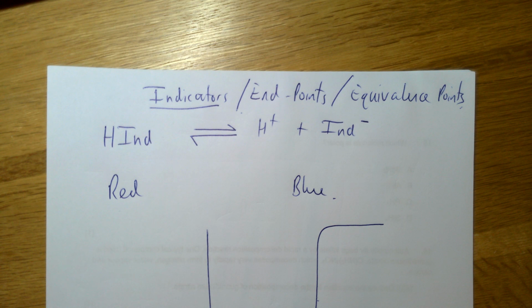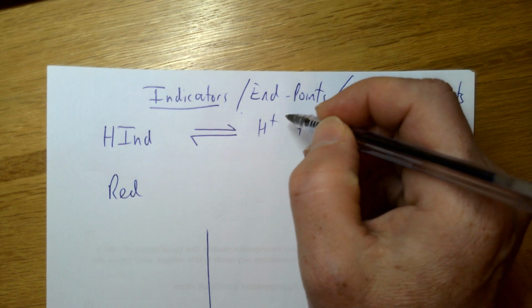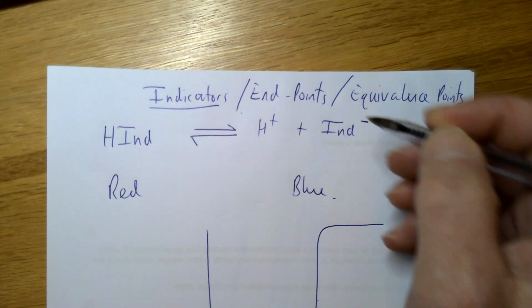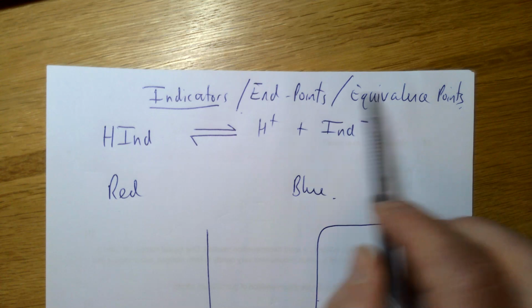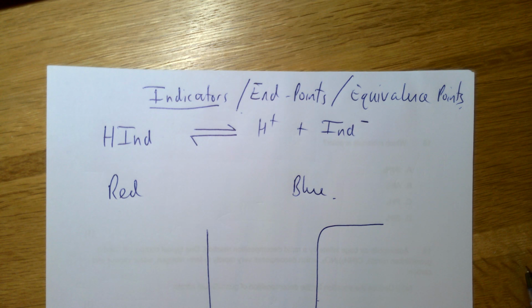So I'm going to do hopefully quite a short video on indicators, highlighting what you need to know about indicators, what we need to know about endpoints and what we need to know about equivalence points, and knowing that those things are not the same. There's limited detail I can go into in a short video, so do read a textbook on this, I would suggest. But a few key ideas for you.